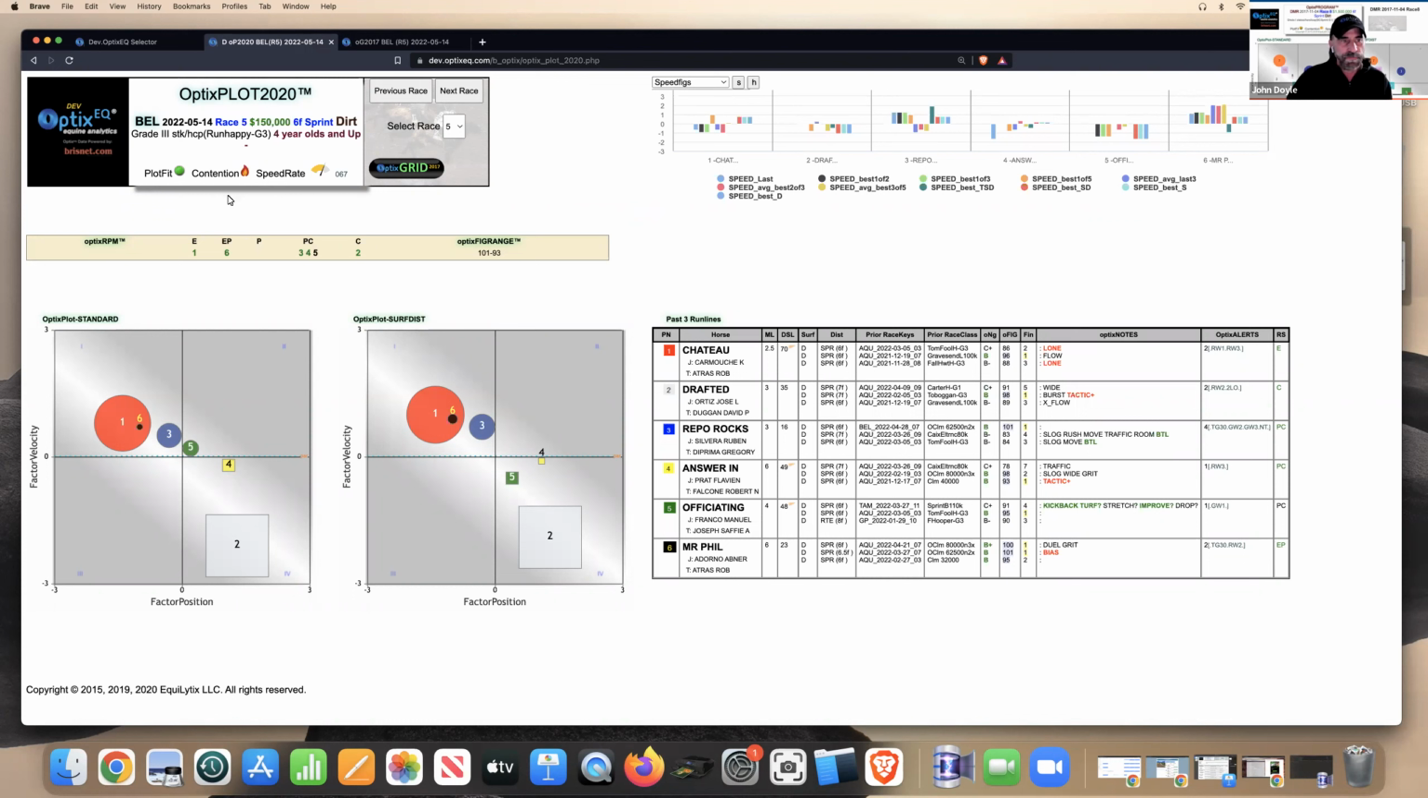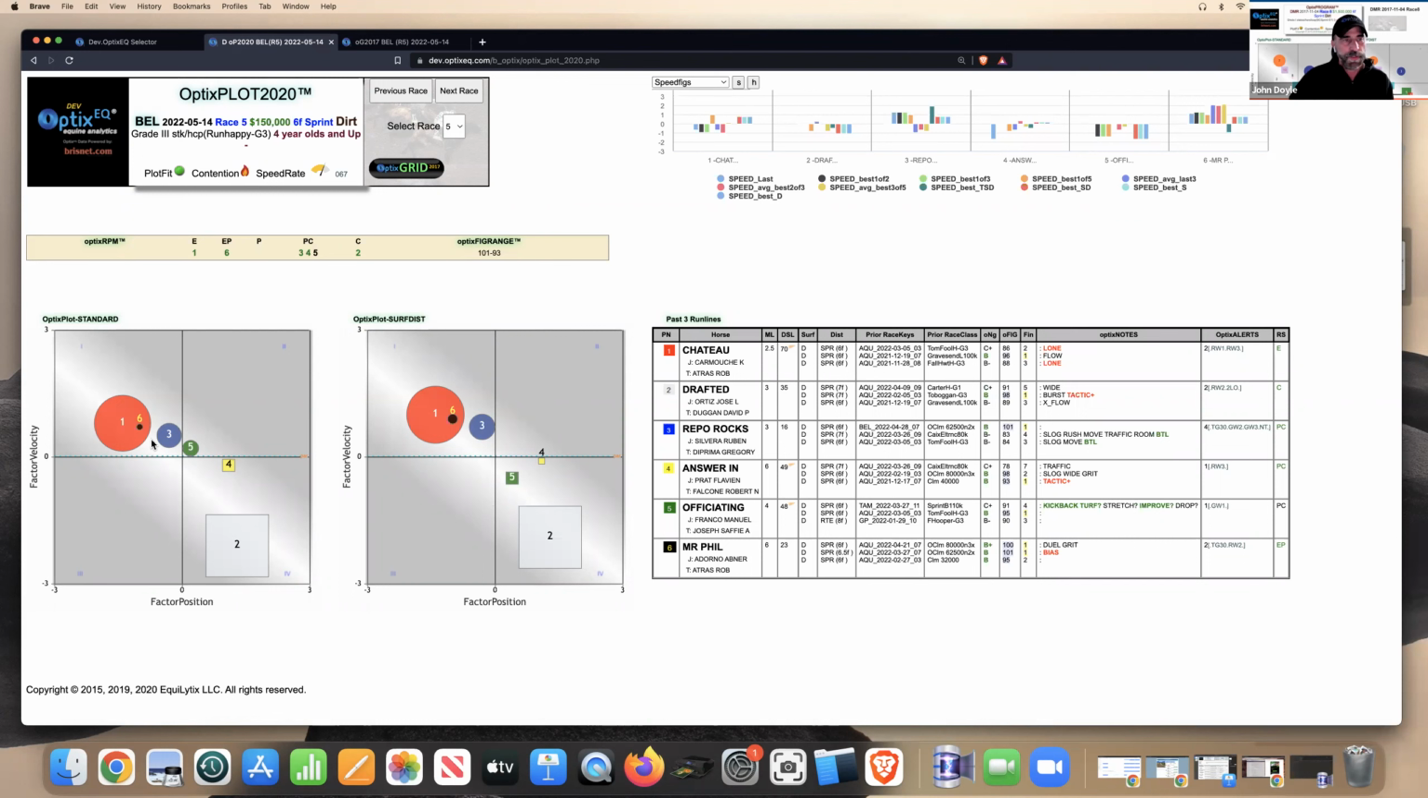Now the contention says flame, and you can see that there's a bunch of horses above the par line. Remember what the par line is. For people that are new to OptixEQ, it's hard to see because it's right on the x-axis, but there's a dotted line going across. That's where horses at this class level you would expect to run.